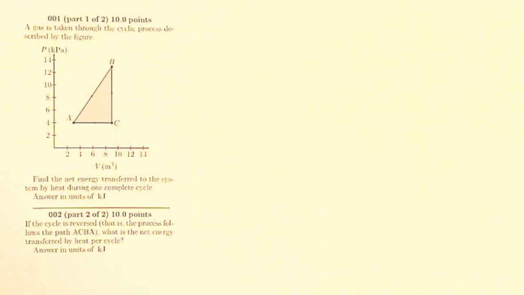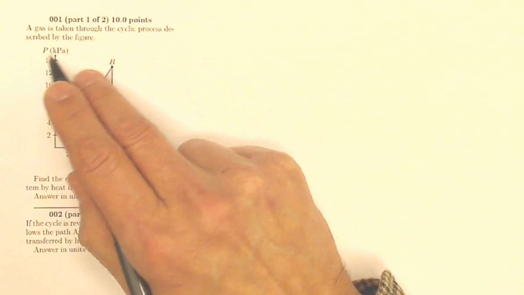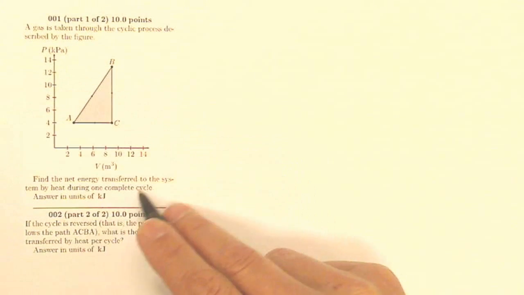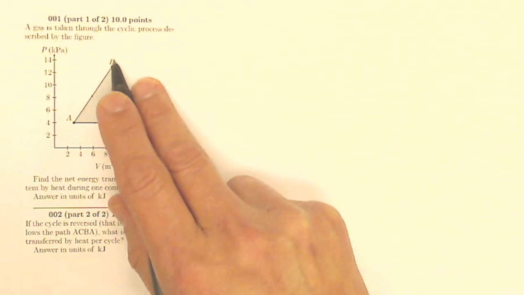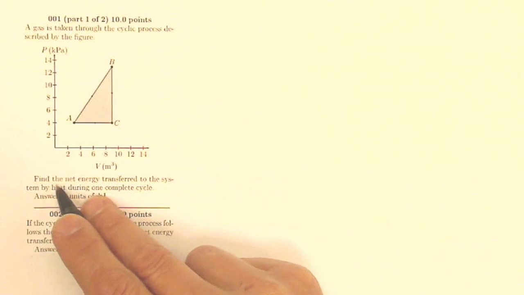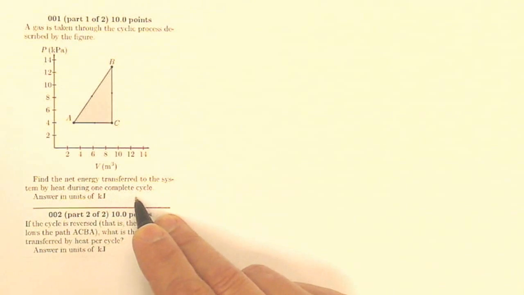This is AP Physics, homework 8.4, questions 1 and 2. Question 1 says, a gas is taken through the cyclic process described by the figure. Here's pressure in kilopascals and volume in cubic meters, from A to B to C and back to A again. Find the net energy transferred to the system by heat during one complete cycle.